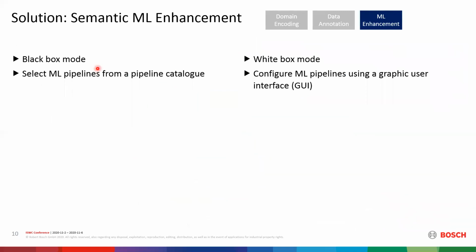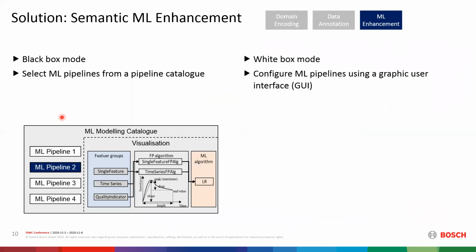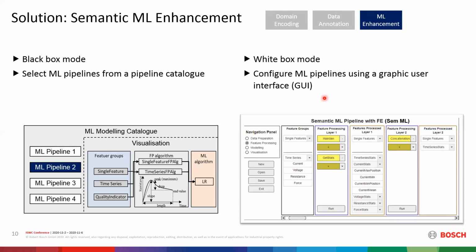The solution results in two modes. In the black box mode, some machine learning pipelines are developed beforehand by data scientists. Then the domain experts only need to annotate the data and then select one pipeline from a catalog. In the white box mode, the domain experts, after some training of machine learning, can configure the machine learning pipelines using a graphic user interface. If they have been experienced with the GUI, then they can even construct their own machine learning pipelines.